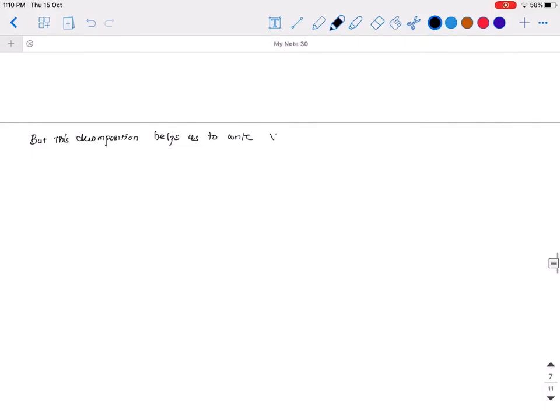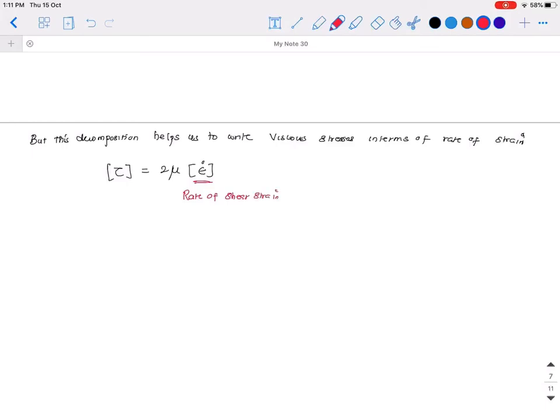viscous stresses in terms of rate of strain tensor. Okay, so we can write viscous stress tau equals to 2 mu times epsilon dot. This is the rate of shear strain tensor, which we have derived while we were in the chapter kinematics of fluid flows. Okay, we have derived all the elements of this tensor.